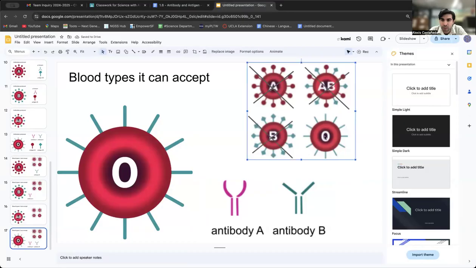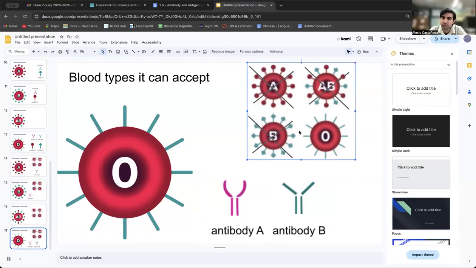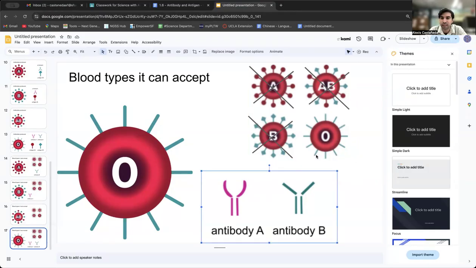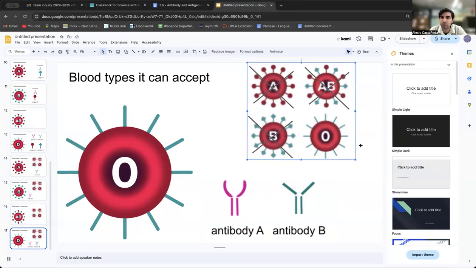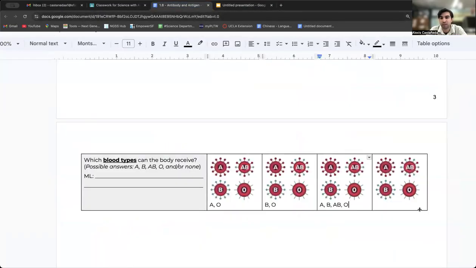What about blood type O? Is there anywhere that these antibodies will fit? Well, no, because blood type O has no antigens. There's nowhere that these antibodies can connect. So that means that blood type O can come. So if you have blood type O, you can only receive more blood type O because you have both antibodies. You have antibodies against antigen A and antigen B. So that means that if you have blood type O, you can only receive blood type O.